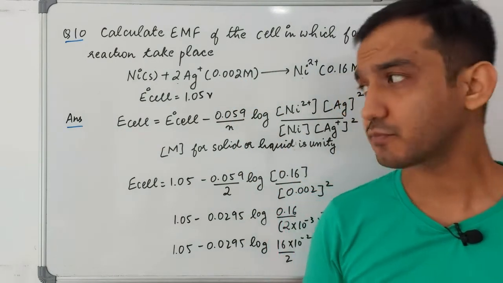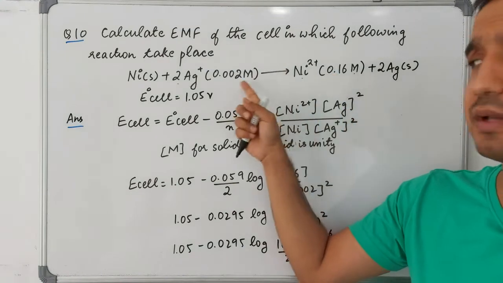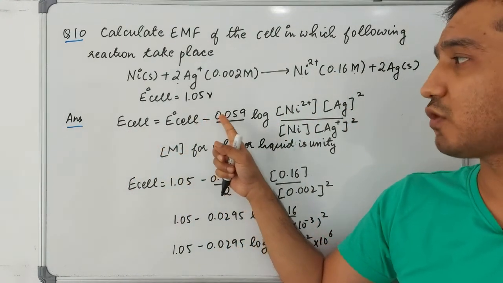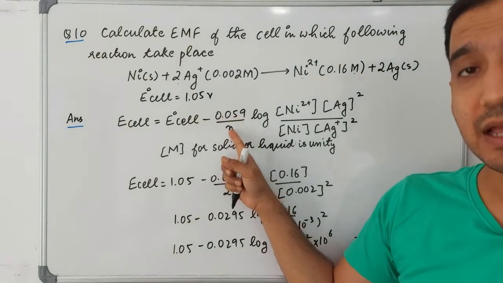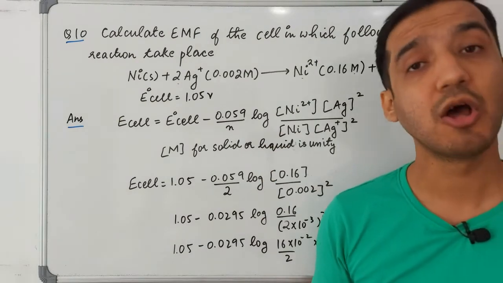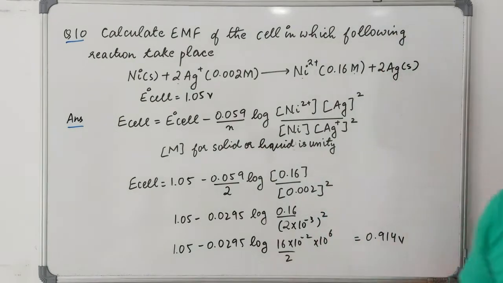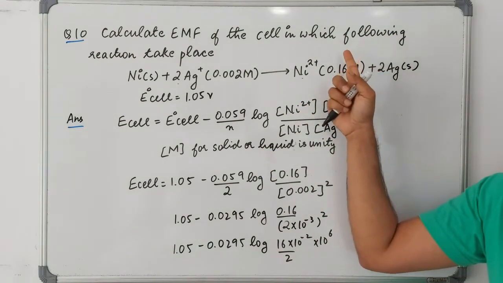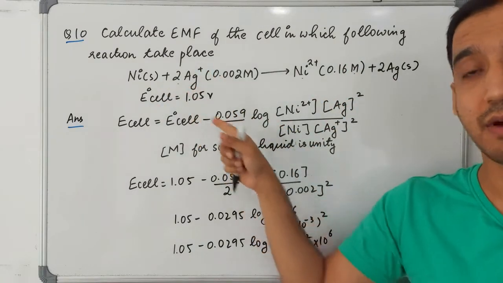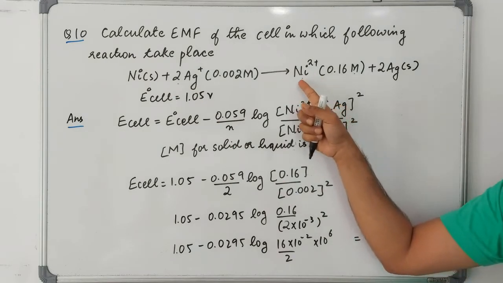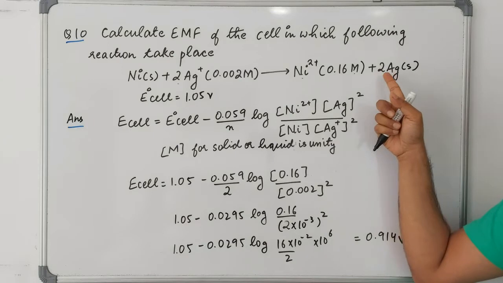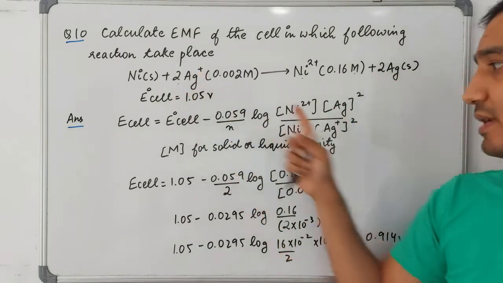So when concentration is not equal to 1, the Nernst equation is E of the cell equals E naught of the cell minus 0.059 by n, where n is the number of electrons exchanged, times log of Q. Q is the reaction quotient, which you can write as the product concentrations raised to their powers divided by the reactants raised to their powers. So here it is nickel 2 plus over Ag plus squared, because the stoichiometric coefficient is 2.